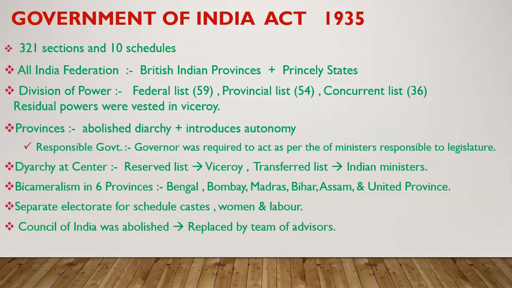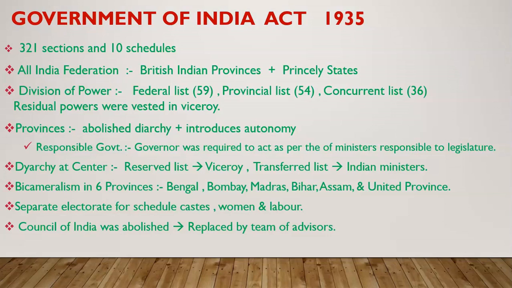Now friends, this act strengthened the communal electorate further. How? It introduced separate electorates for scheduled castes, women and labor. Now what does it mean? It means that only the members of the scheduled caste community were authorized to vote for scheduled caste candidates. Only women were allowed to vote for women. Only laborers were allowed to vote for laborers. So it further strengthened the communal electorate system. This was again the policy of divide and rule.